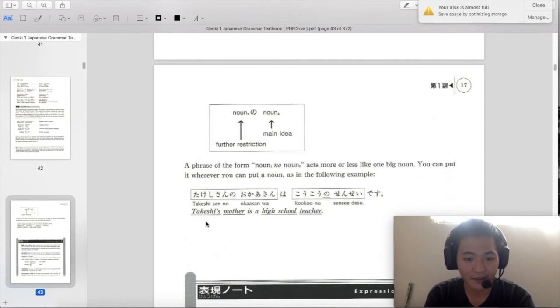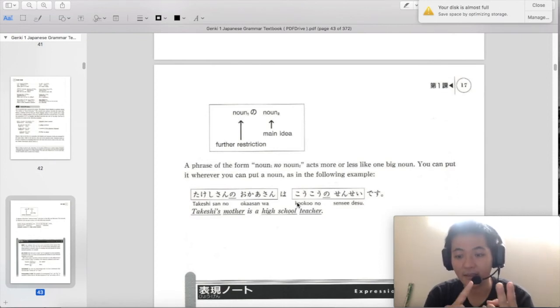So check this out. Takeshi-san no okasan wa koukou, which is high school, no sensei, which is teacher. So teacher of high school. So high school teacher, right? So Takeshi-san no okaasan wa koukou no sensei desu. So basically, you just created a very long sentence just from understanding the particles wa and no. You connected four nouns and created a whole sentence right there. So Takeshi's mother is a high school teacher.